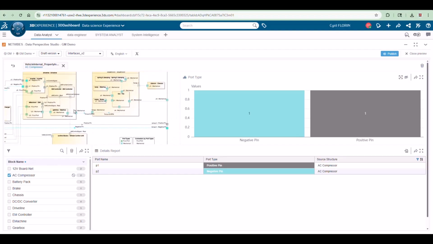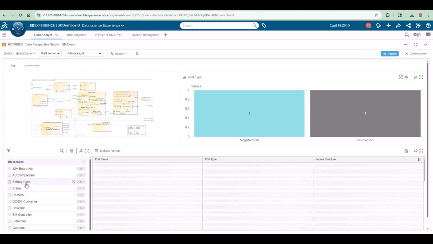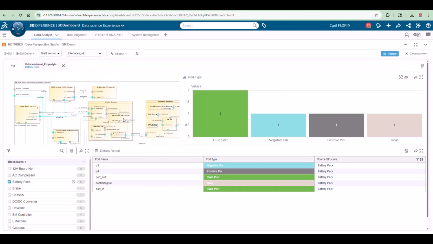This is just a short demo of the amazing capabilities which we are unlocking because of the indexing enabled by 3D Experience Platform for the system models.